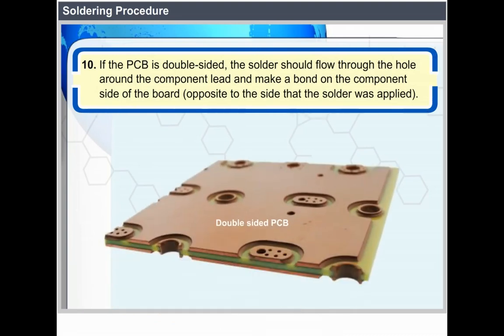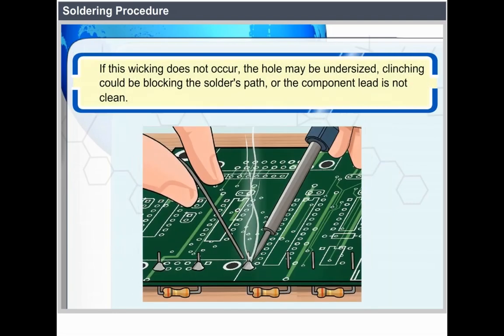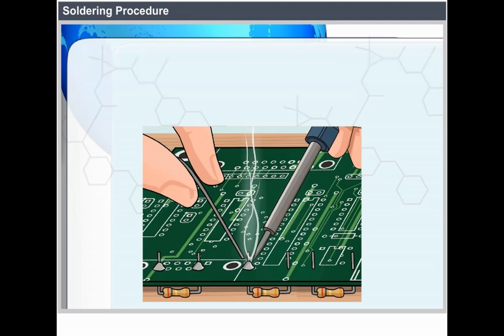If the PCB is double-sided, the solder should flow through the hole around the component lead and make a bond on the component side of the board, opposite to the side that the solder was applied. If this wicking does not occur, the hole may be undersized. Clinching could be blocking the solder's path, or the component lead is not clean.